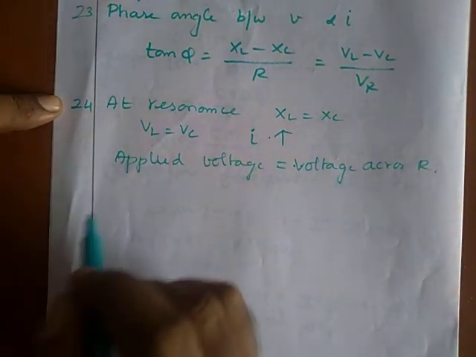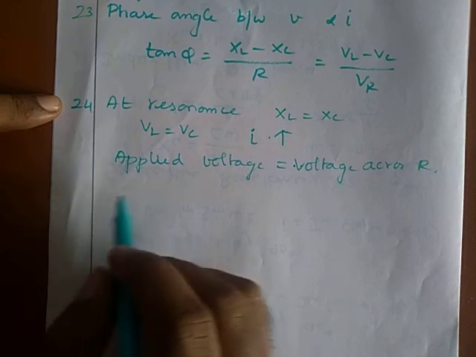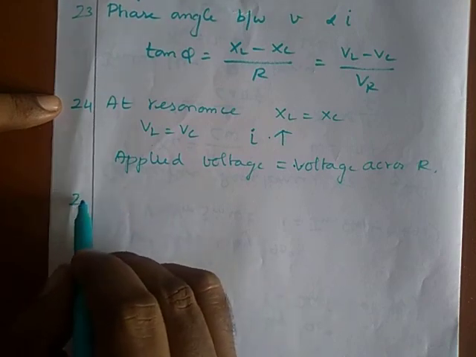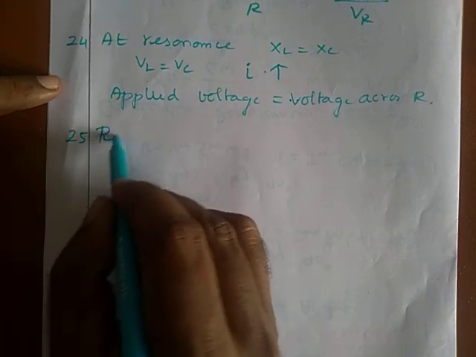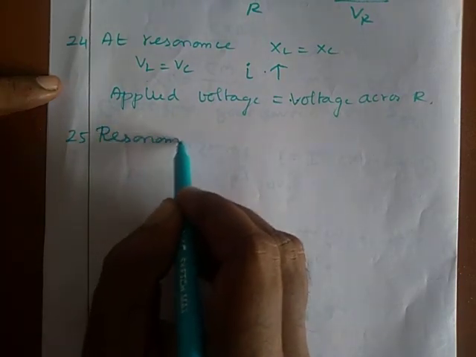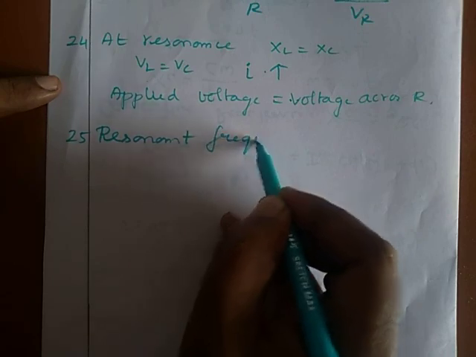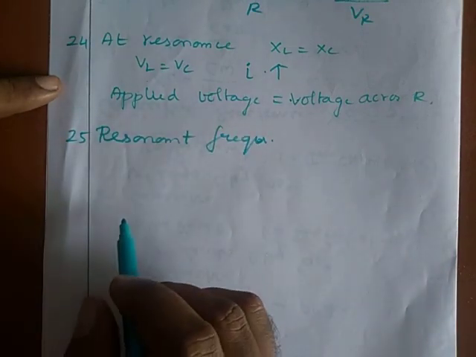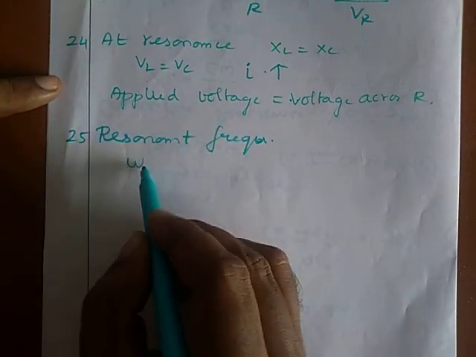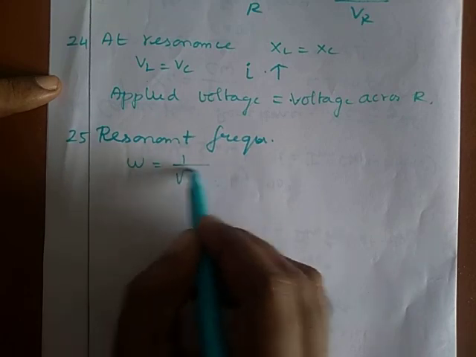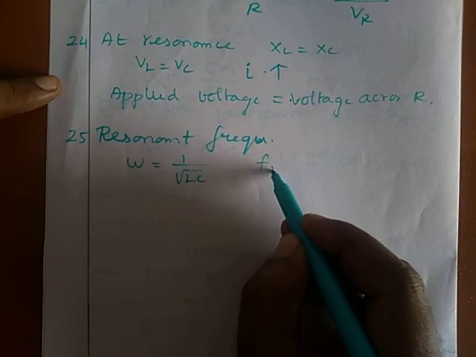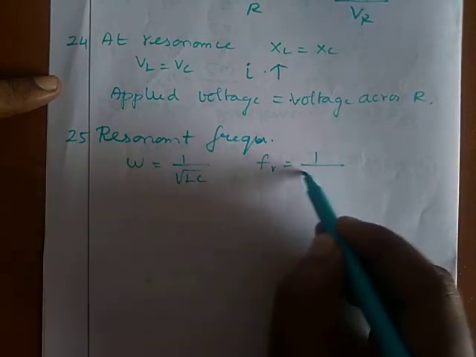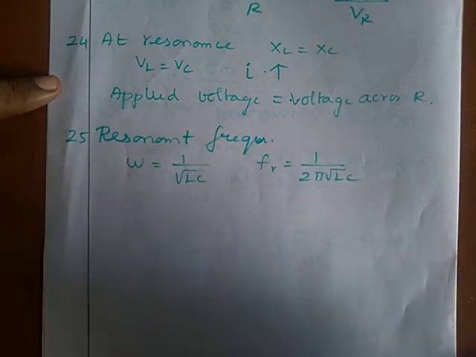The next one, resonant angular frequency or resonant frequency. This one we know: omega is equal to 1 by root of LC, or the frequency can be written as 1 by 2 pi root of LC.